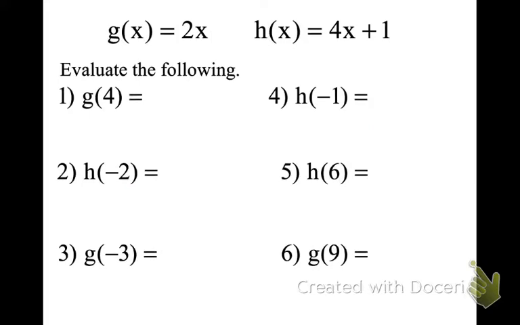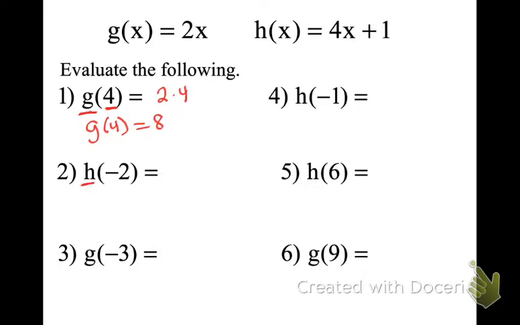All right, so now I have two different kinds of functions. We have a g function and an h function. And so depending on what they, like over here, they're telling us use the g function and they want us to substitute 4. So I would do 2 times 4, and so the g of 4 is equal to 8.